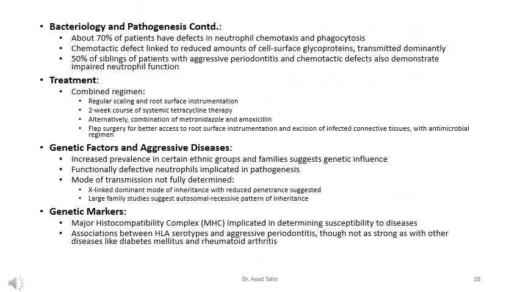Bacteriology and pathogenesis continued. About 70% of patients have defects in neutrophil chemotaxis and phagocytosis. The chemotactic defect is linked to reduced amounts of cell surface glycoproteins, transmitted dominantly. 50% of siblings of patients with aggressive periodontitis and chemotactic defects also demonstrate impaired neutrophil function.